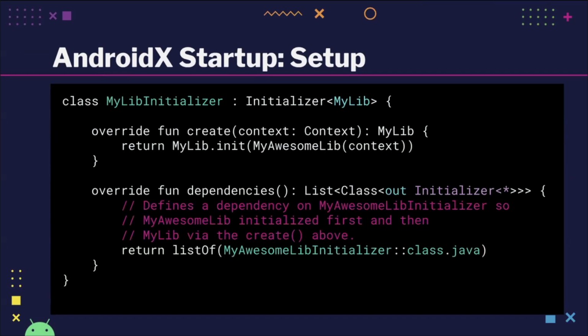So we'll probably change the signature of our MyLib. We'll say MyLib.init, and now we are passing in MyAwesomeLib, and that takes in a context, right? But MyAwesomeLib will only be available if it is initialized before MyLib, right? So to do that, you actually include it in the dependencies, and you mention the list of the initializer class. You can see we are mentioning the Java class because internally this initializer class is actually going in and doing reflection and also invoking the init function through the initializer class.